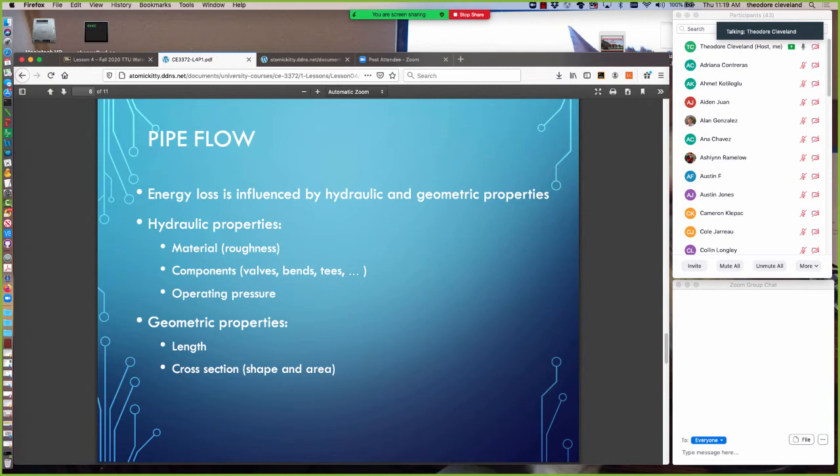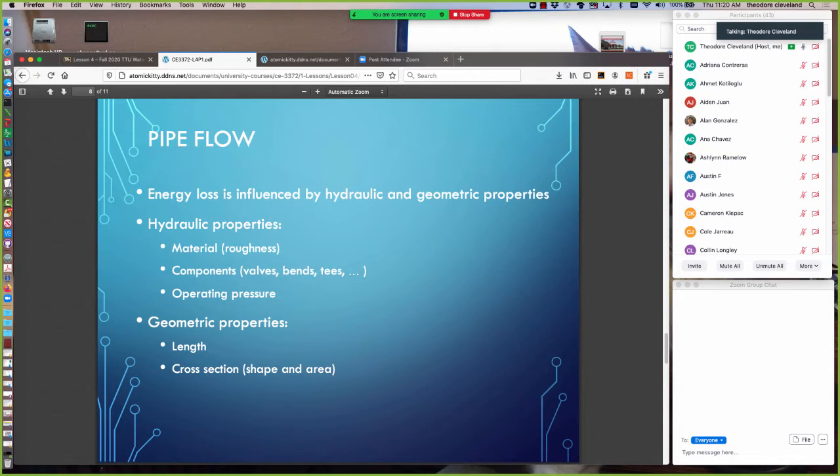So the energy loss, what I have located as the purple lines in the prior figure, is influenced by both hydraulic and geometric properties of the system. The hydraulic properties that contribute to energy loss, or routinely called head loss, are the roughness of the material that the pipe's made out of. So all other things being equal, one would expect smooth pipes to have less energy loss than a rough pipe.